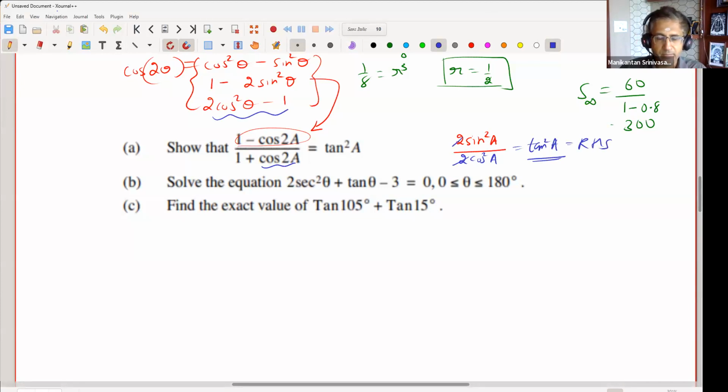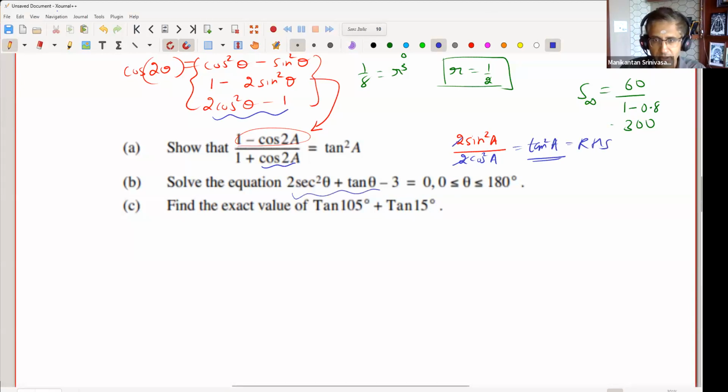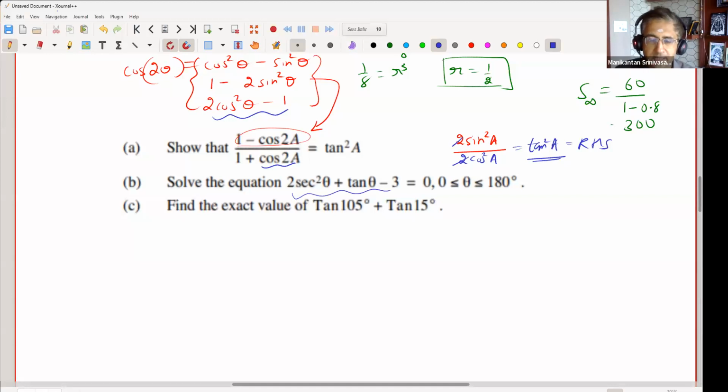Okay, straightforward, right? Solve the equation 2 sec square theta plus tan theta minus 3 equal to 0. So let's try to convert it into a quadratic because sec square theta is 1 plus tan square theta.